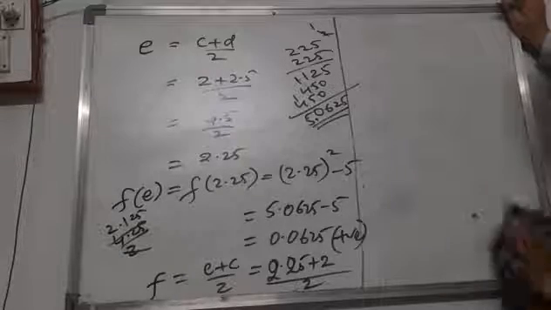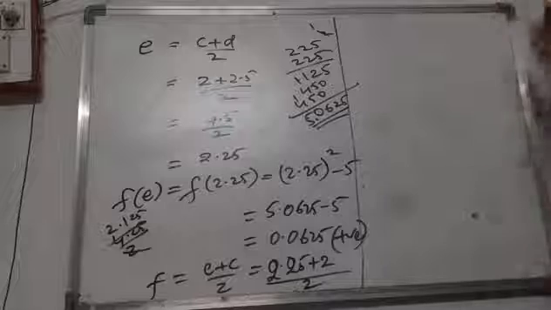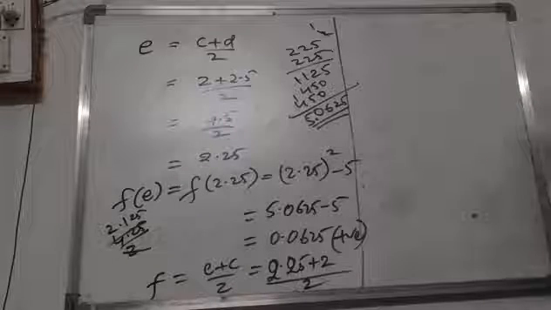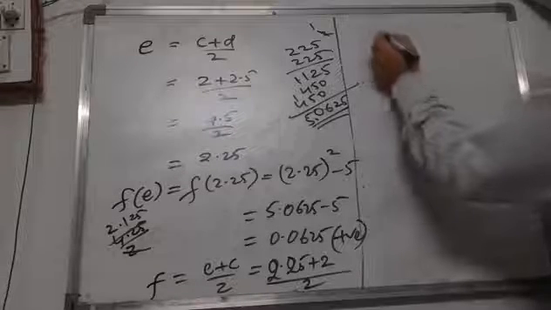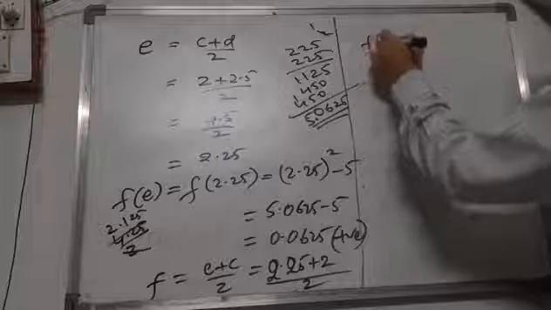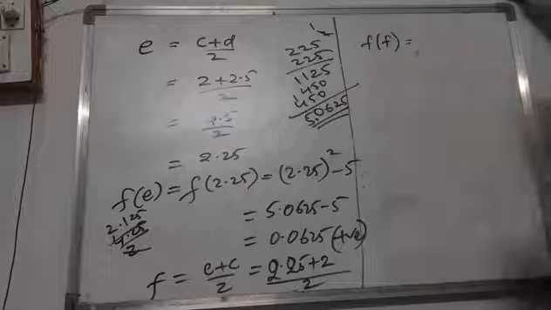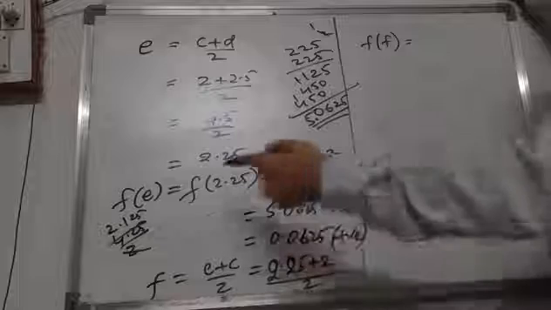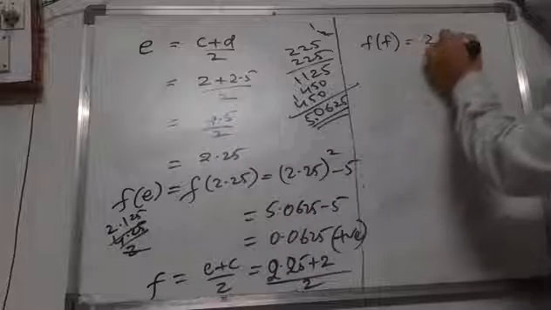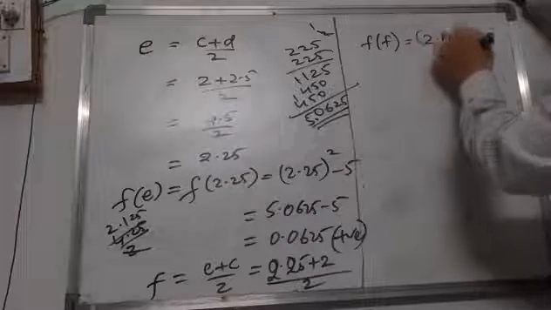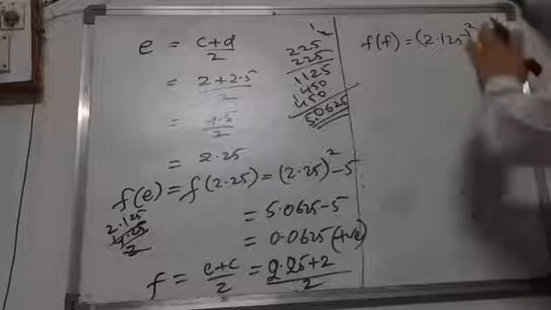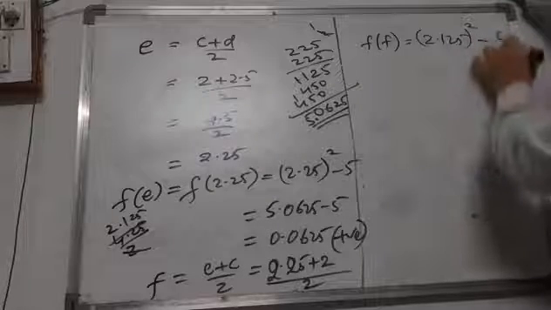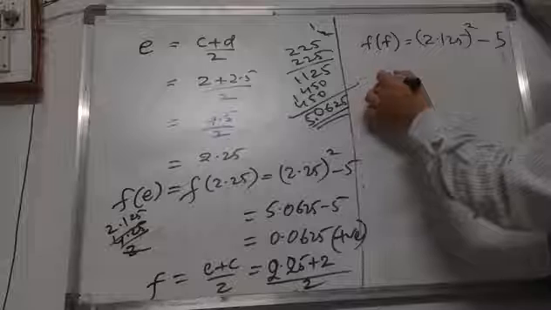So what is that f of f? We shall see now. f of f we are going to find out. So f value, how much did we get? We got 2.125. We got 2.125 whole square minus 5. Okay, so nearly how much will we get?